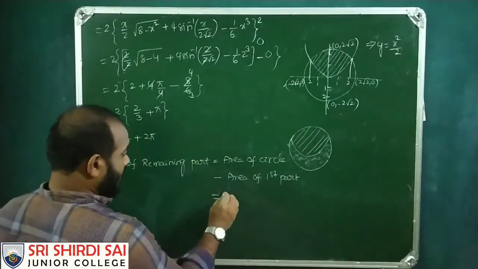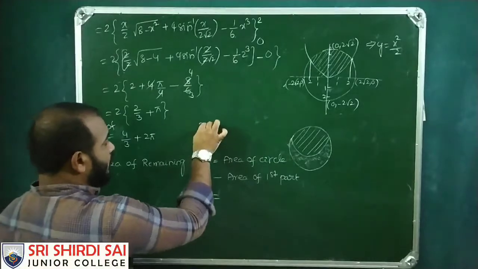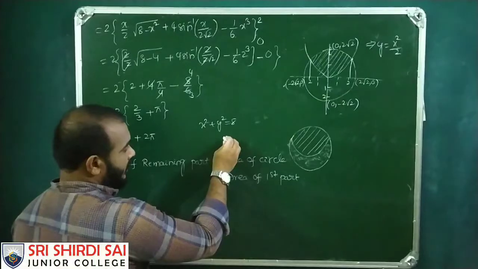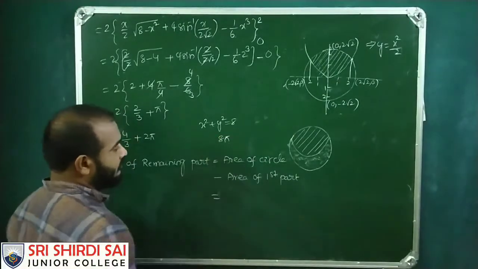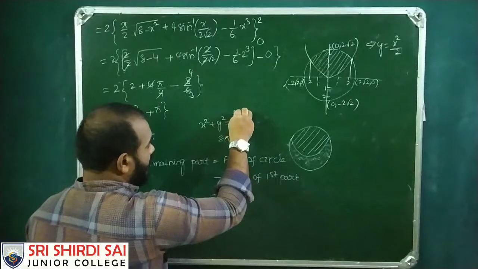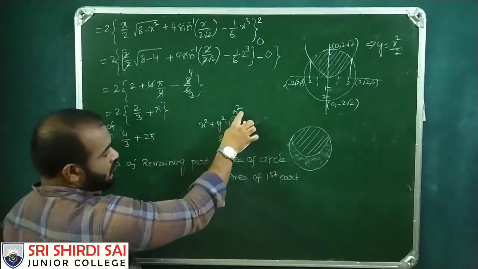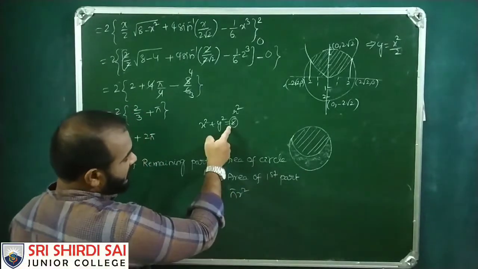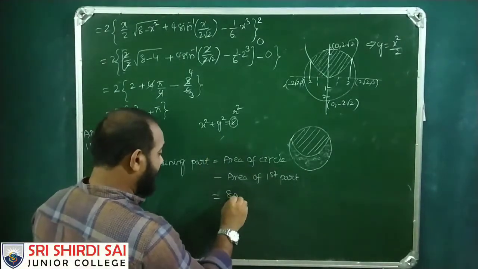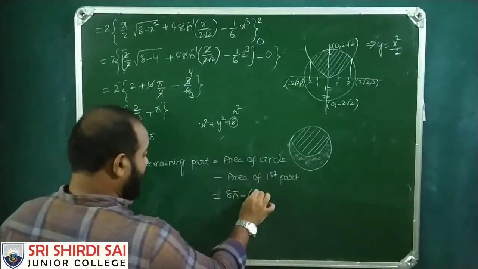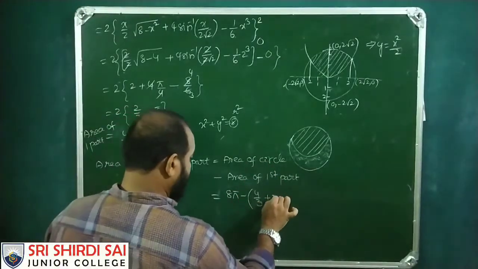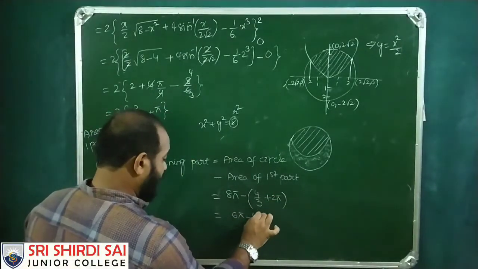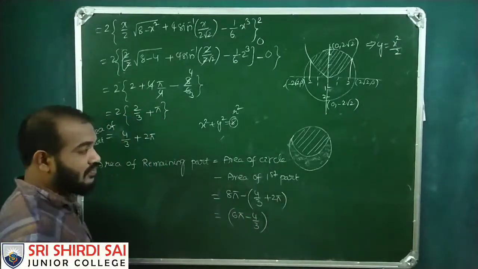The area of a circle: x square plus y square equals 8 is the circle. Therefore the area is pi r square. x square plus y square equals r square, so the area of the circle is pi r square, and r square here is 8. So this is 8 pi minus of 4 by 3 plus 2 pi. This is equal to 8 pi minus 2 pi, which is 6 pi minus 4 by 3 square units.